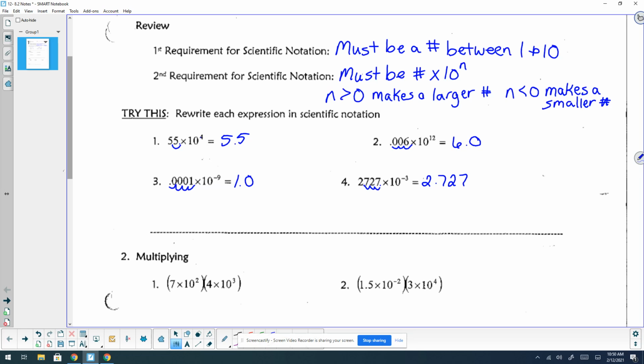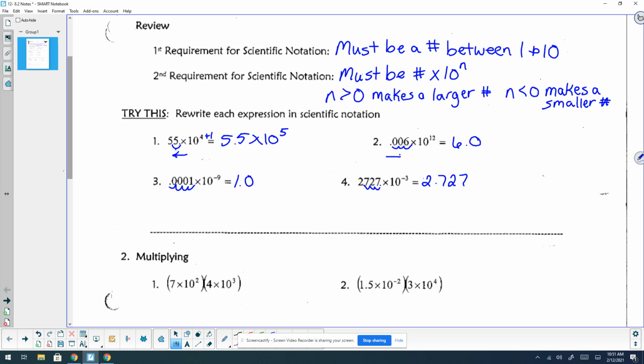So this 4 here. Did I increase my exponent or did I decrease my exponent? If we look up at the second requirement, if n is greater than 0, meaning that it's positive, it makes a larger number, if I were to actually take my number times 10 to that exponent. So when I move my decimal to the left, like I did in problem 1, I'm actually going to add however many places I moved it. In this case, I moved it one place, so my exponent is going to increase to 5. So if I move to the left, I increase my exponent.